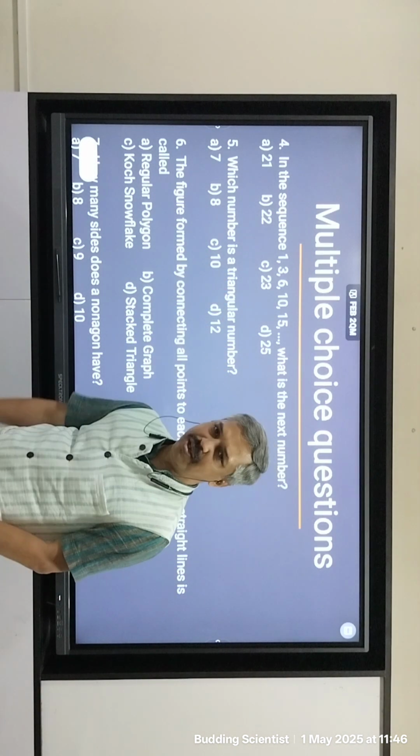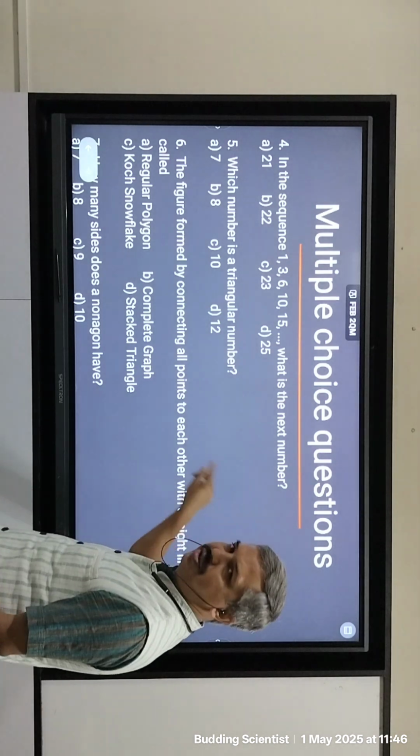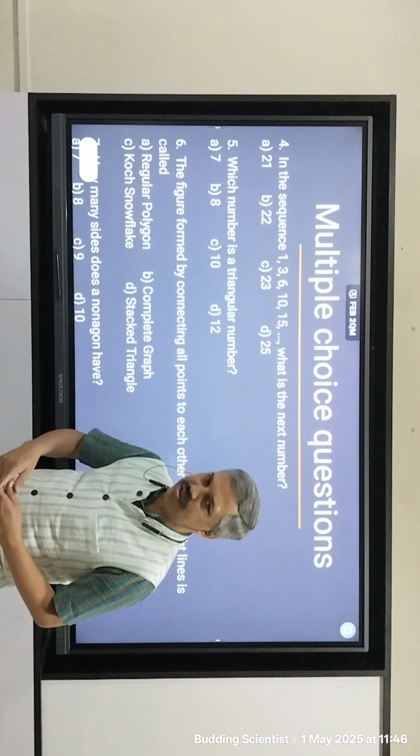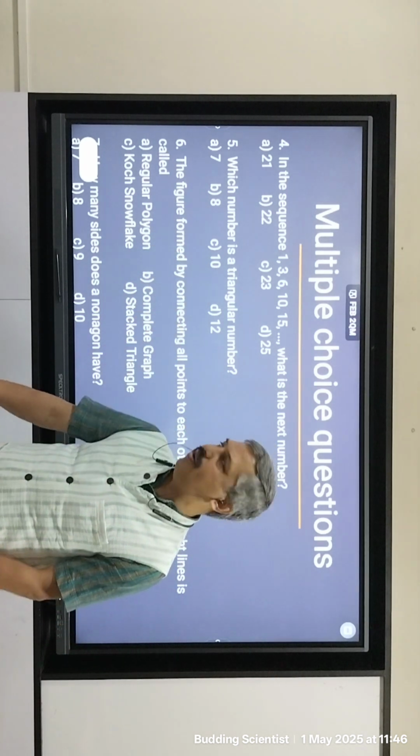Which number is a triangular number? This is 10. You can make triangles out of dots and connect them. You will find out that there are 10 dots. Out of these numbers, only 10 is a triangular number.